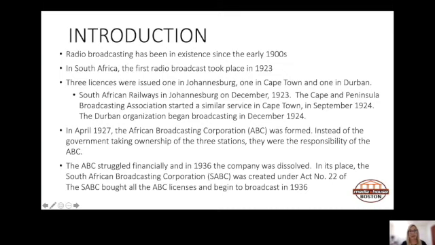And as you can imagine, it might not have been that easy for these guys. The ABC struggled financially, and in 1936 this company was dissolved. In its place, the South African Broadcasting Corporation, the SABC, was formed under Act number 22. The SABC bought all the ABC licenses and began to broadcast in 1936. So the SABC, as you know them today, started existing in 1936 already.